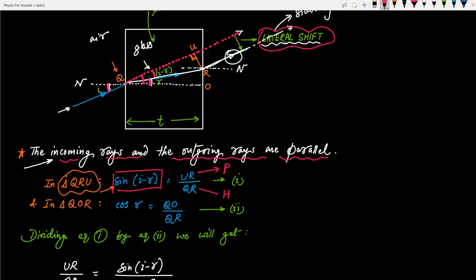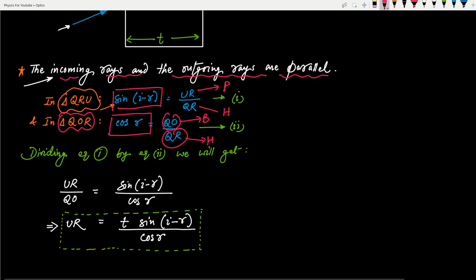Now if you look into the second triangle, that is triangle QOR. Okay, let's figure it out from this diagram. Q, O and R, this is the triangle. Now we will calculate cos R. We know the formula for cos: it is base by hypotenuse. In this triangle, QO is the base, and QR is the hypotenuse. Now once we have found this, what we will do is divide equation 1 by equation 2.